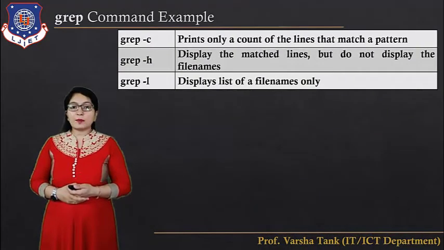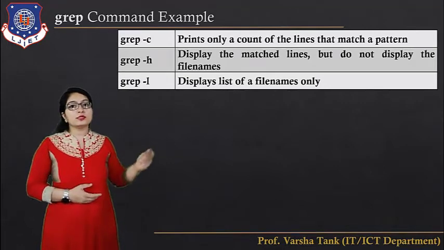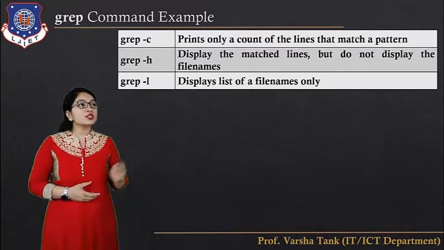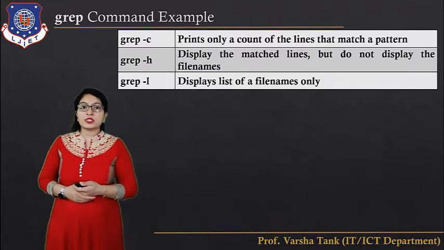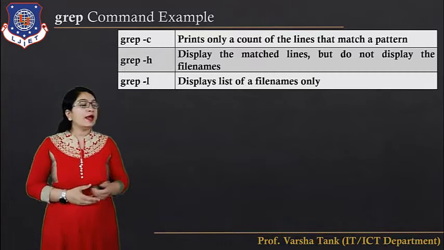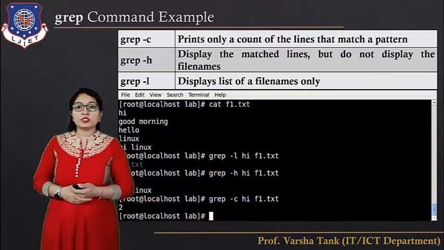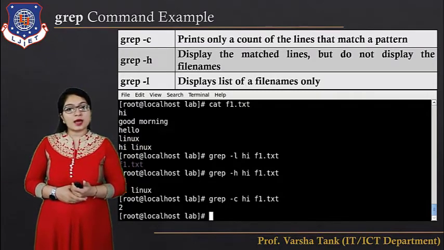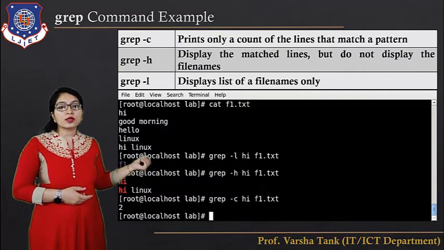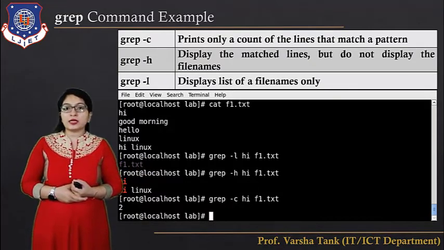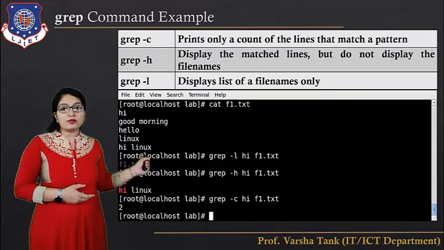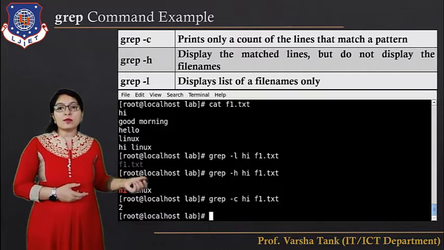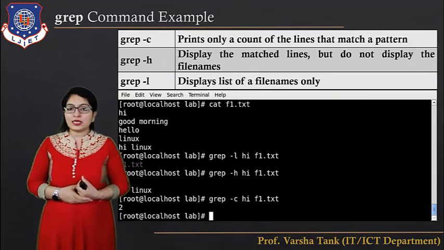Now grep -c, grep -h, and grep -l. C means print only the count of the lines that match the pattern, so it will just display the count. H will display the matching lines but not the file names, and L displays the file name only. So see here, again we have displayed the file f1: hi, good morning, hello Linux, hi Linux. After that we have used grep -l hi f1.txt. Whatever file has matched this hi pattern, it will display the name of that file. So here you can see f1.txt is there.